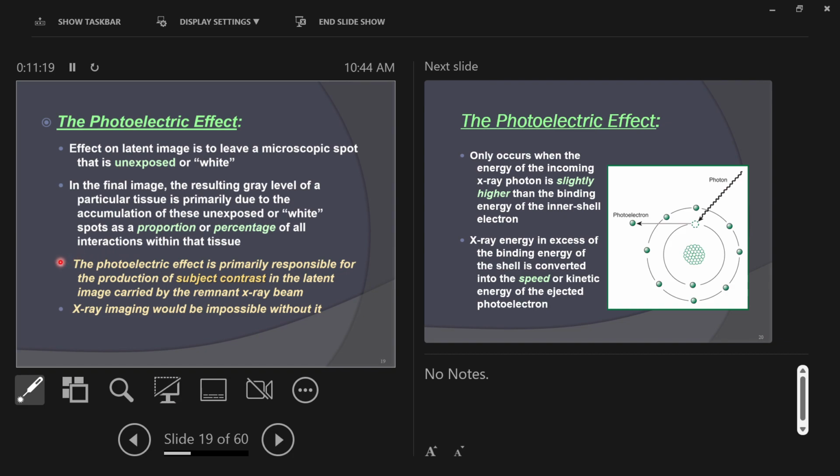The photoelectric effect allows us to produce subject contrast in the latent image carried by the remnant beam, and we can't make X-rays images without subject contrast. The subject of the next chapter is subject contrast.